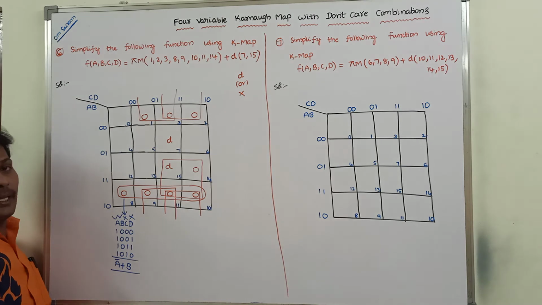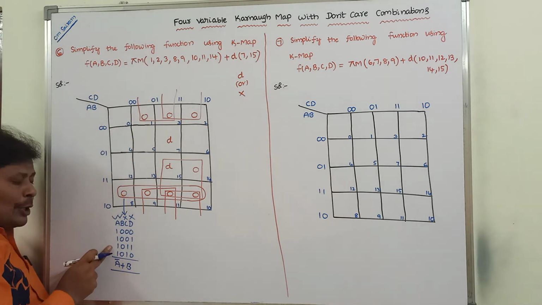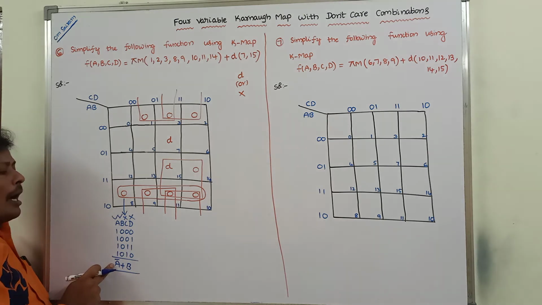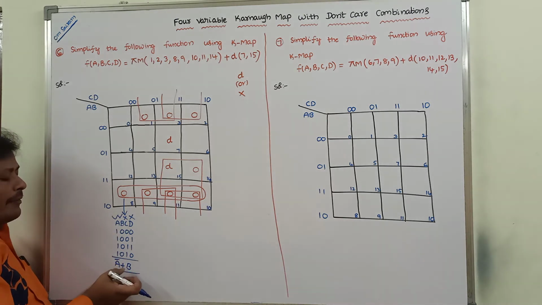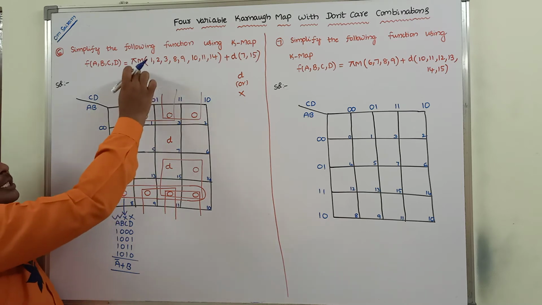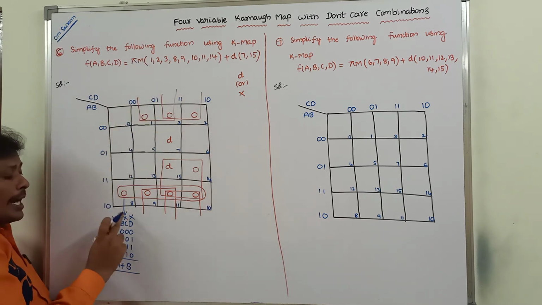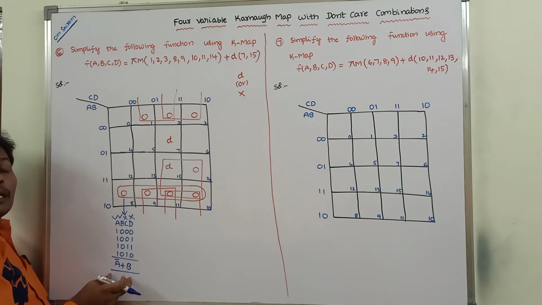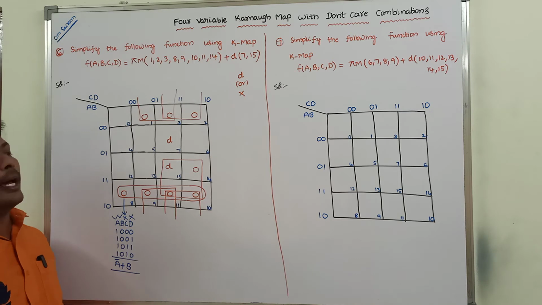In the product of maxterms, A value 1 means we have to write A bar, B value 0 means we have to write B, and in between them we have to write plus, because it is a sum term. Okay, product of maxterms: whenever product of maxterms is given, we have to write each and every term in sum form. Okay, A bar plus B is what we are getting.